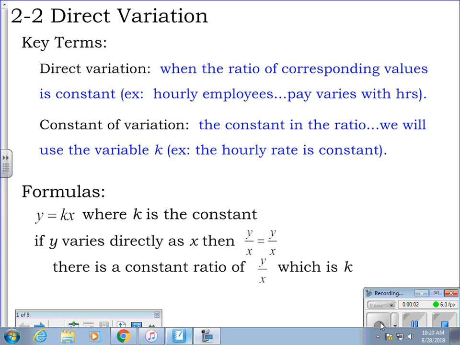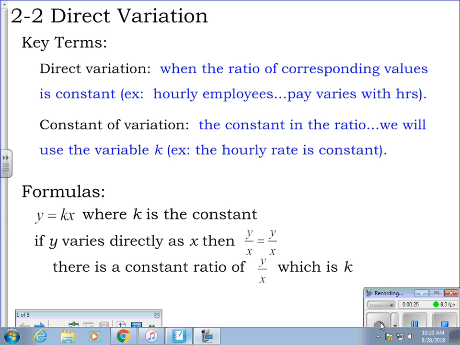Okay, so we're working with direct variation. Direct variation is when the ratio of corresponding values is a constant, i.e., if you get paid by the hour, the more hours you work, the more money you make. You work more hours, you make more money. And it's a corresponding relationship.